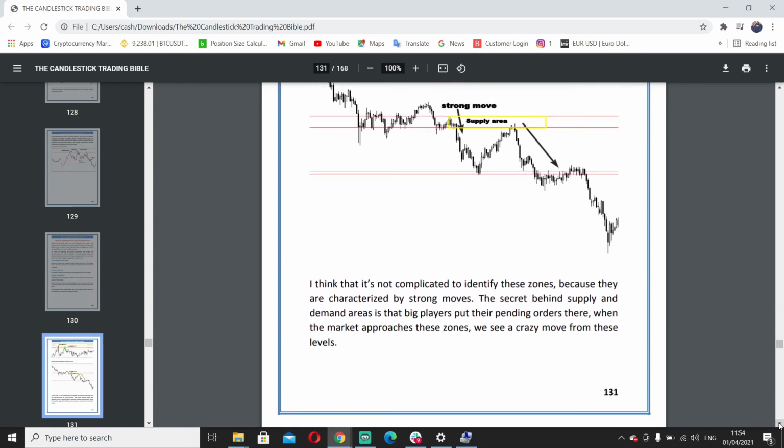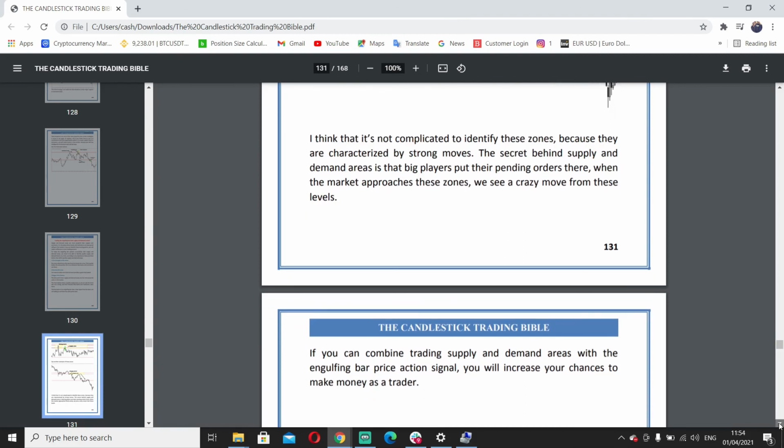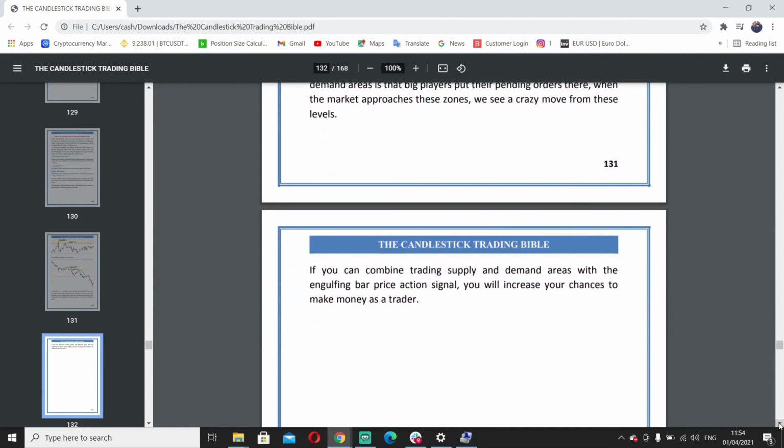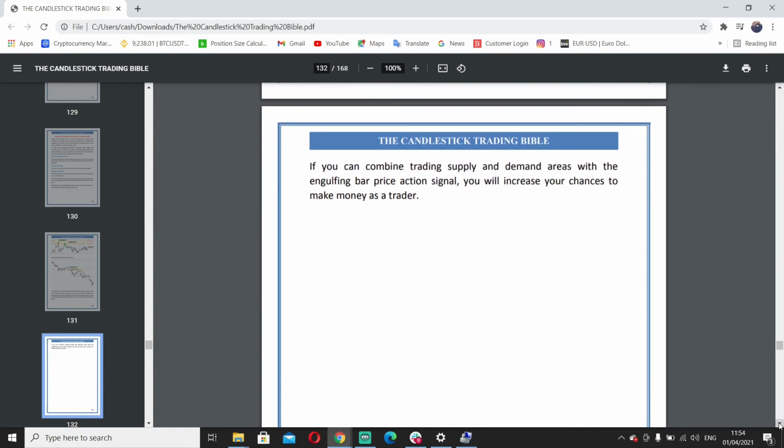So I think that it's not complicated to identify these zones because they are characterized by strong moves. The secret behind supply and demand areas is that big players put their pending orders there when the market approaches these zones, and we see a crazy move from these levels. At the end of this video, I'll suggest to you another video where you can see how I identify my key levels. So if you can combine trading supply and demand areas with the engulfing bar price action signal, you'll increase your chances to make money as a trader.